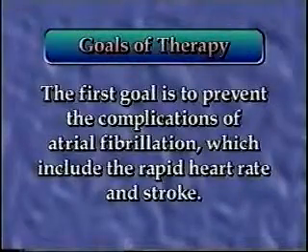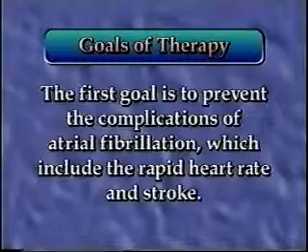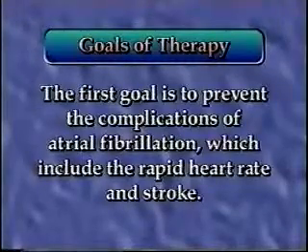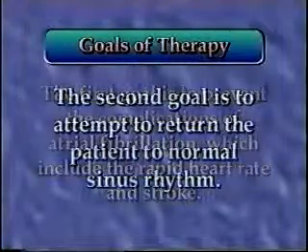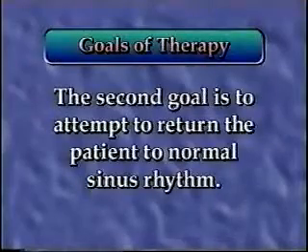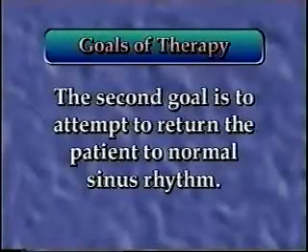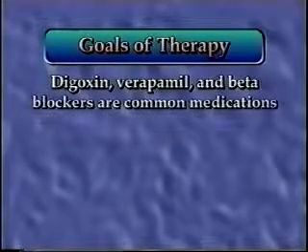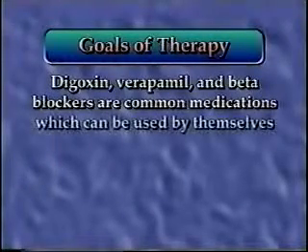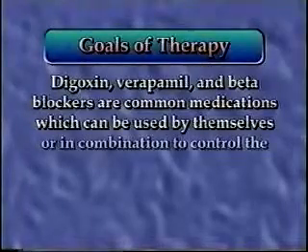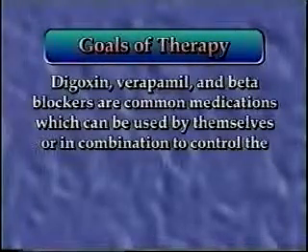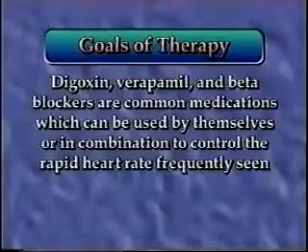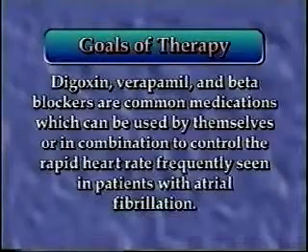There are two goals of therapy for atrial fibrillation. The first goal is to prevent the complications of atrial fibrillation, which include the rapid heart rate and stroke. The second goal is to attempt to return a patient to normal sinus rhythm. Digoxin, verapamil, and the beta blockers are common medications which can be used by themselves or in combination to control the rapid heart rate frequently seen in patients with atrial fibrillation.